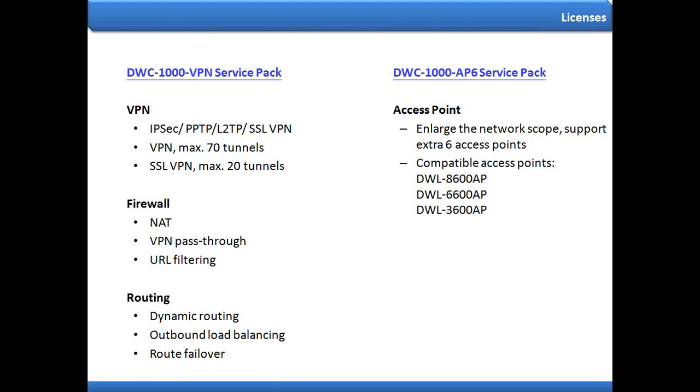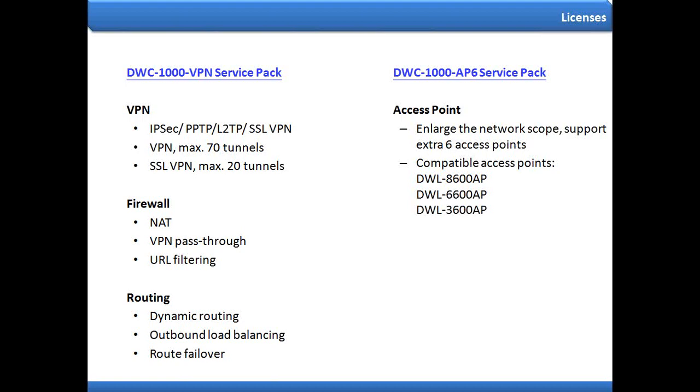With respect to firewall capabilities, once you purchase and install the VPN license, it unlocks NAT capabilities, network address translation, the VPN pass-through capabilities, and URL filtering capabilities, meaning you can block URLs to block things like Facebook, eBay, or webmail clients.